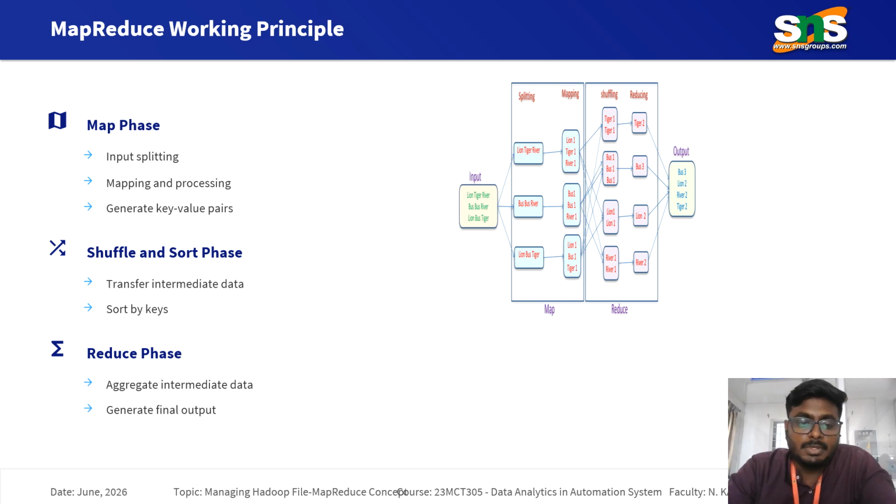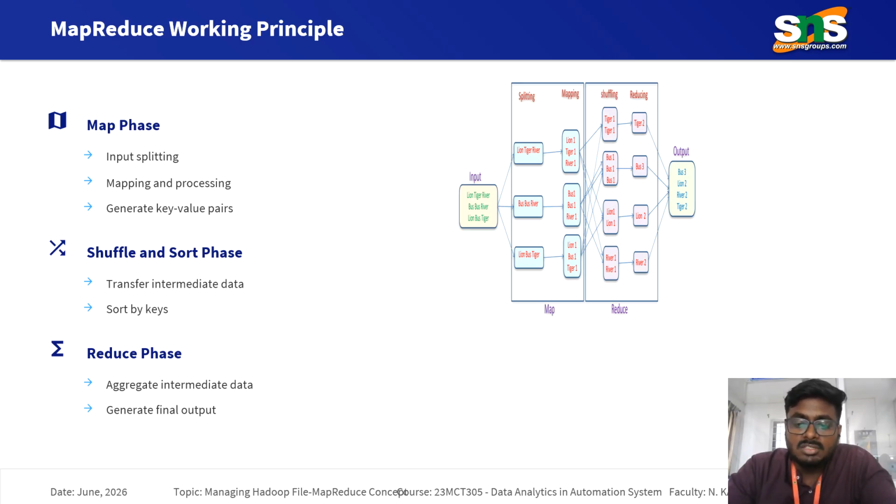MapReduce working principle. Let's walk through it. There are three phases. Phase one is the map. The input data is first split into smaller chunks. Each chunk is processed by the mapper function, which reads the data and emits key value pairs. For example, in a word count, each word becomes a key with a value of 1.